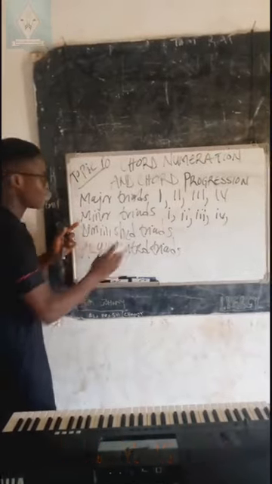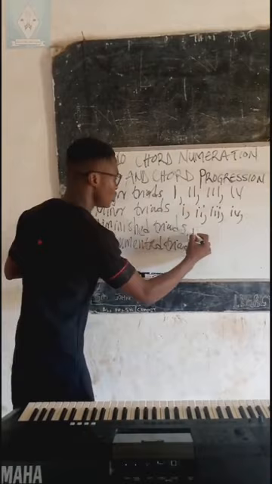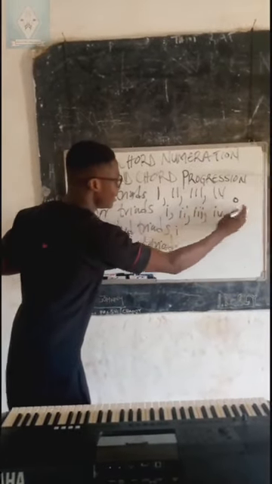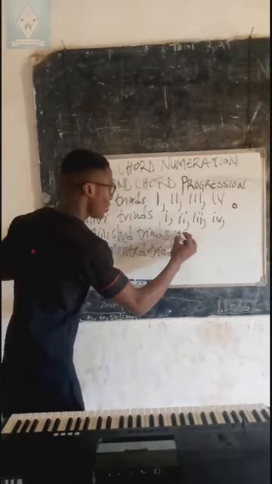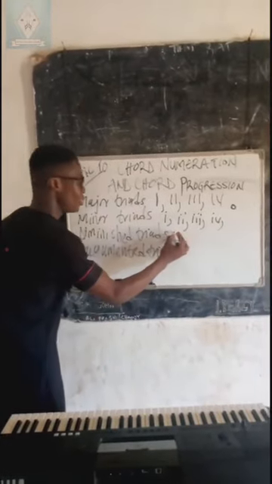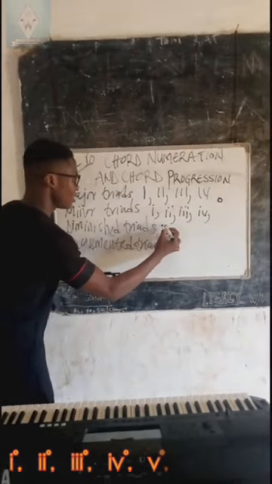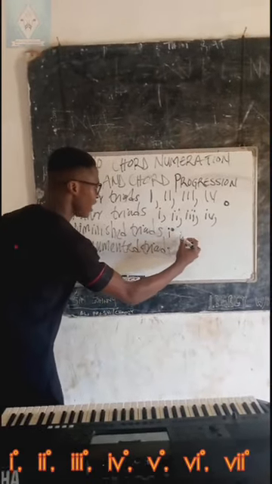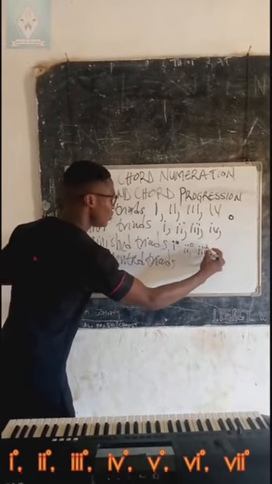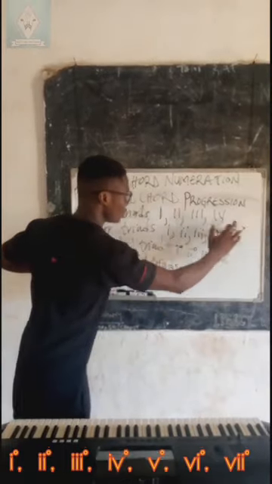For the diminished triads, lowercase Roman numerals are used with a degree sign, this sign written at the top right corner. So this is how diminished chords are named. So you have i with this, ii with this, iii with this, iv with this, and so on.